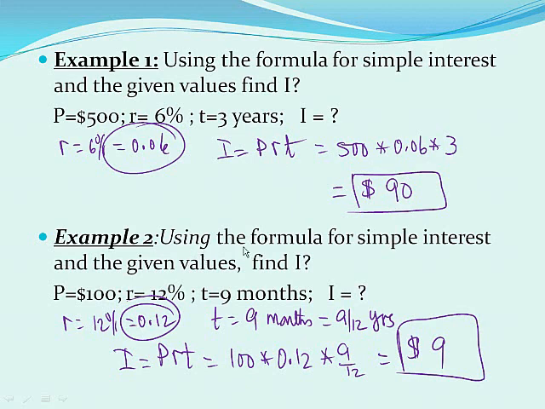In the second example, we need to find I, but notice that the time is given in months. Rate is 0.12, 12%. Time is 9 months. We need to convert that back to years: divide by 12, 9 by 12 years. Going back to the formula, 100 times rate 0.12 times the time 9 over 12. When we do this arithmetic, we will get $9 as the interest.